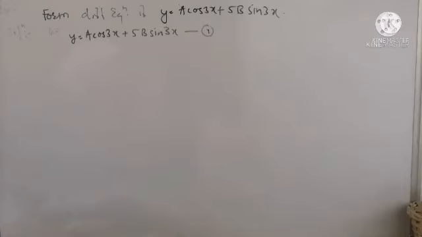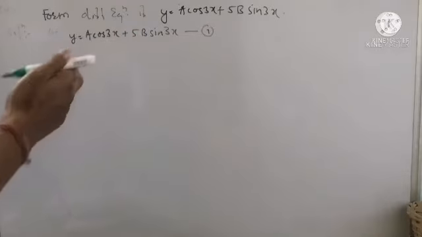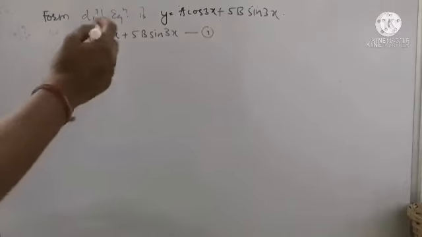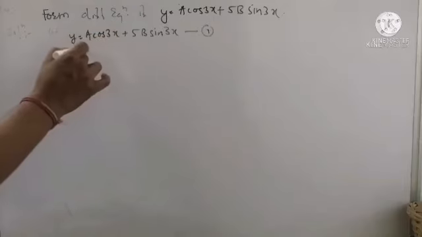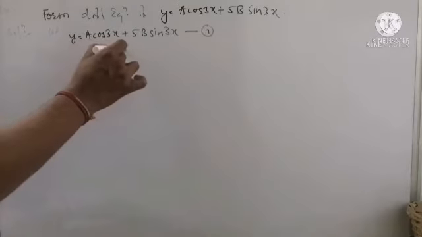Form the differential equation if y is equal to a cos of 3x plus 5b sin of 3x. As this is equation number 1, it contains two arbitrary constants a and b. We have to form a second order differential equation from this algebraic expression in such a way as to eliminate the arbitrary constants a and b from the required differential equation. So we take the derivative 2 times, as we have to form a second order differential equation.